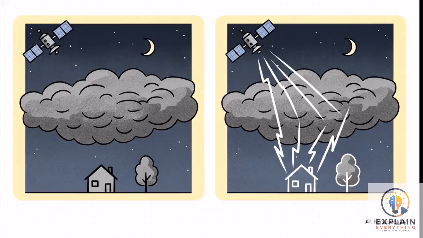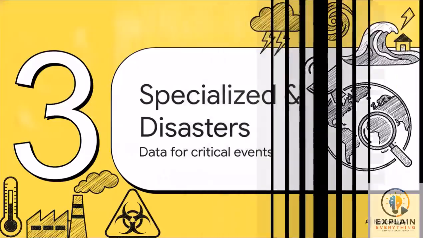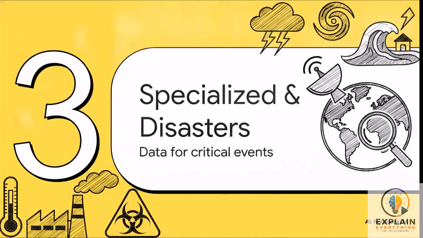On the flip side, we have synthetic aperture radar, or SAR, from satellites like Sentinel-1. These actually shoot radar pulses that see right through bad weather, thick smoke, and the pitch black of night. You won't get a standard pretty photograph for sure, but you will get critical data when visibility is practically zero. Next up, Section 3, specialized and disaster data.